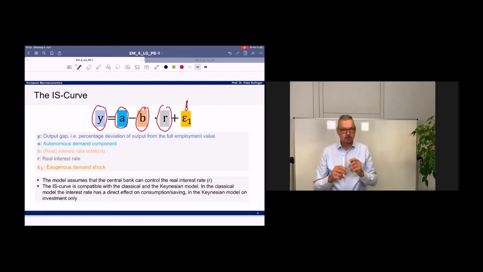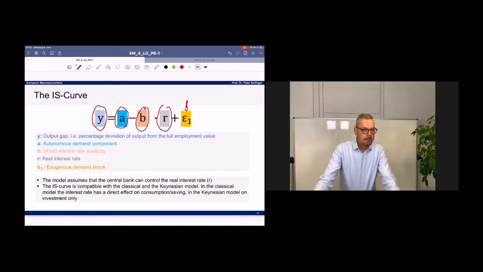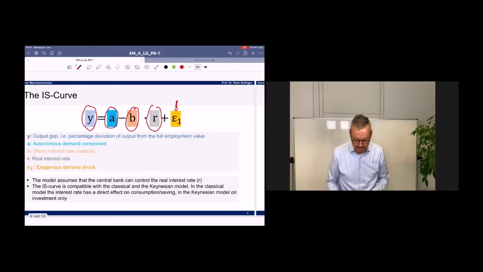No, that's very good, very important. This term real interest rate is used very differently. In the classical model, the real interest rate is always a commodity interest rate, and in this model, the real interest rate is a money interest rate deflated with the inflation rate. It's very important that you ask this. Thank you very much. And there's often a lot of confusion about this. Okay, that's the IS curve.